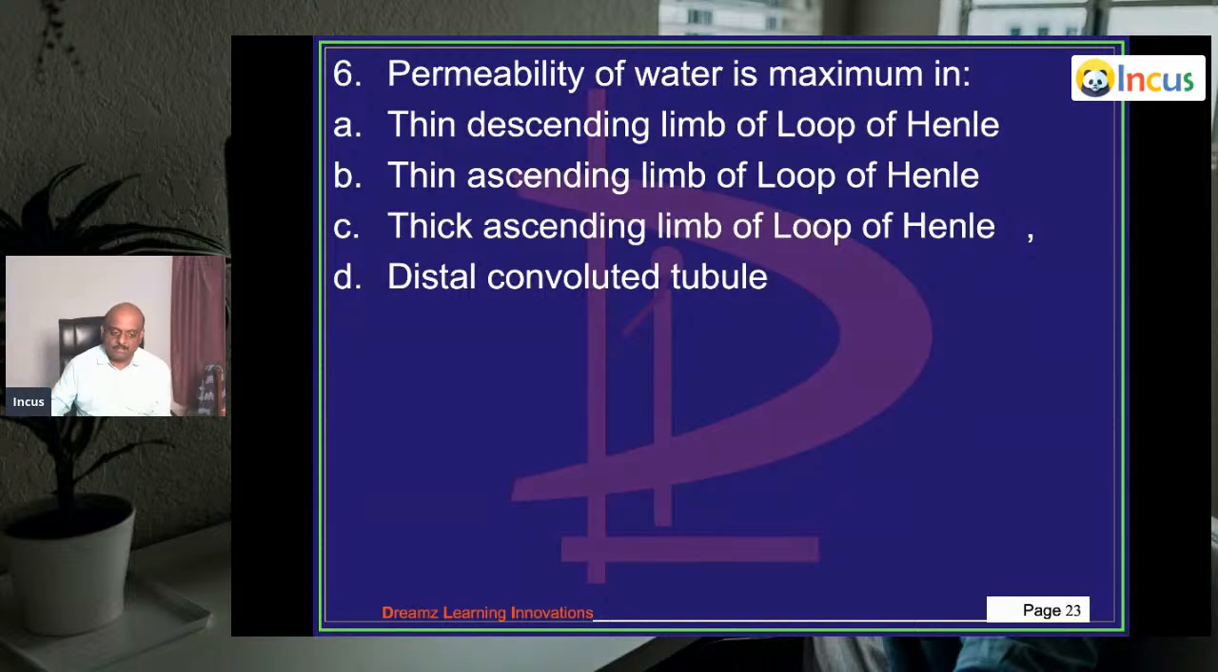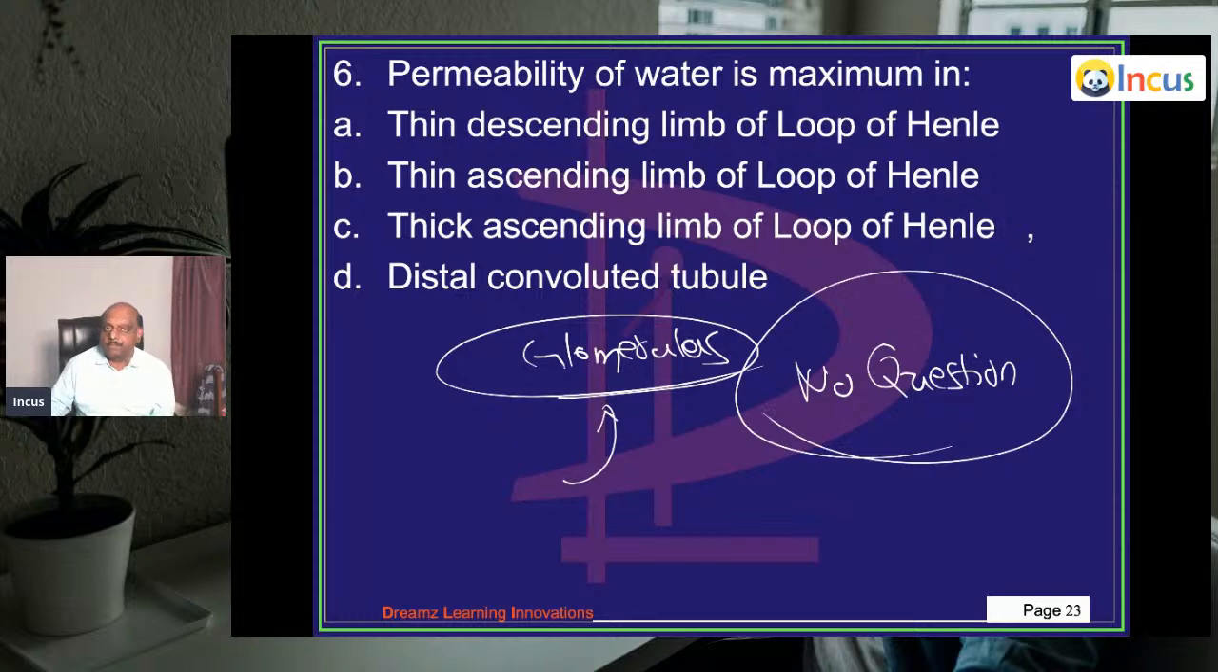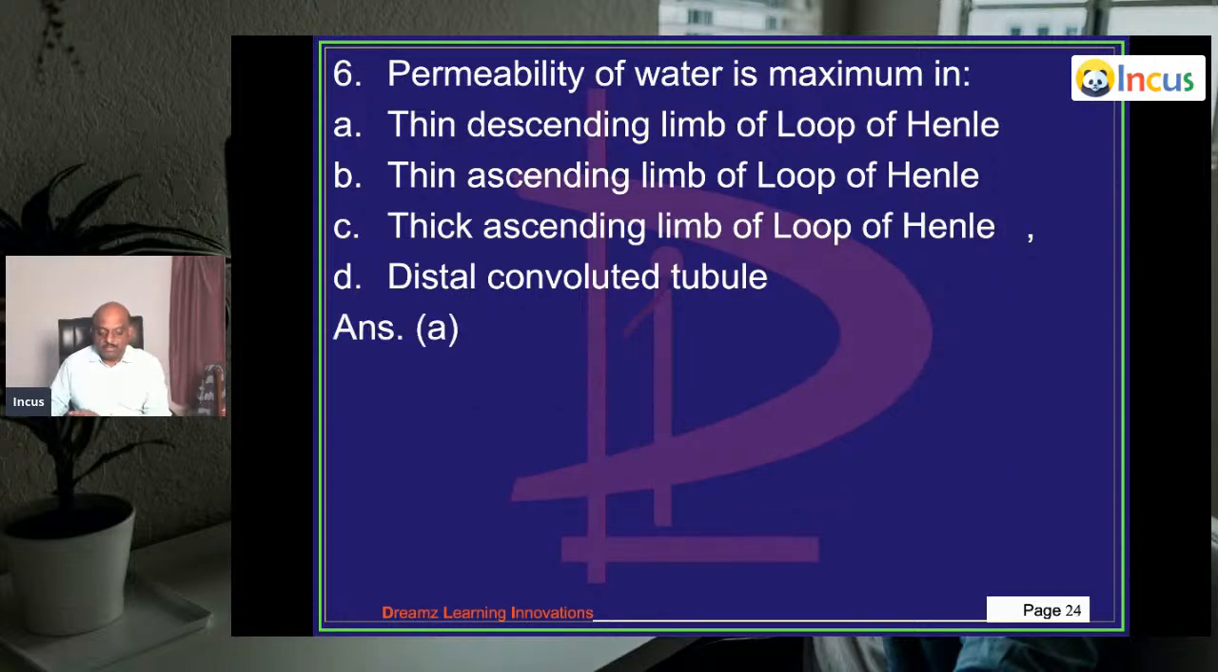Permeability of the water. Which part of the glomerulus, doctor? Once more, this is a favorite question of the examiner. Very commonly asked in the entrance. Without a question on nephron physiology, there is no question paper. You should remember, there is no question paper. So, it is the thin descending limb of loop of Henle.